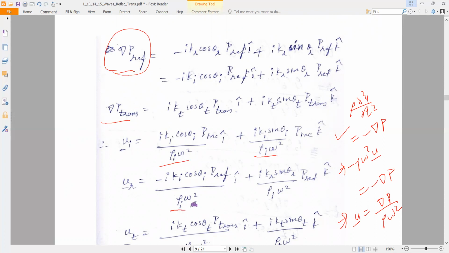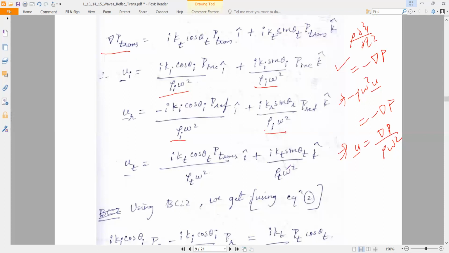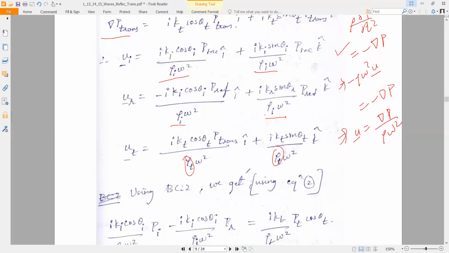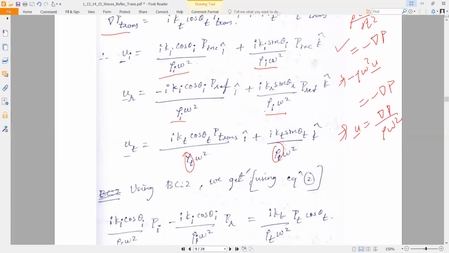Reflected is also in the same medium, rho incident. So not rho incident, rho i, whereas for the transmitted wave, the density is rho t, right? And that's why I have this multiplication, this denominator.